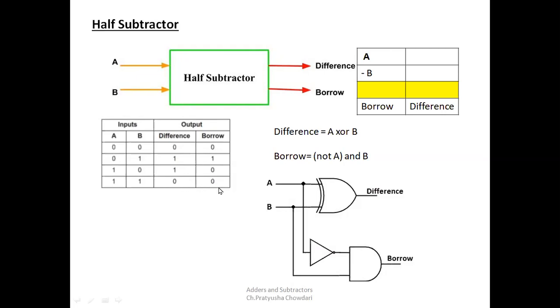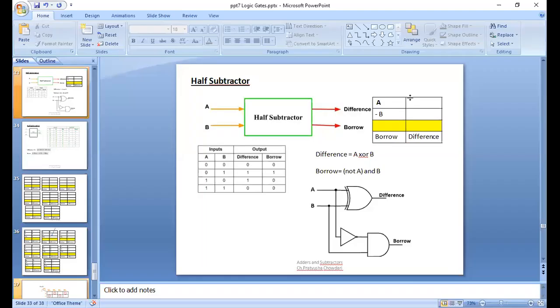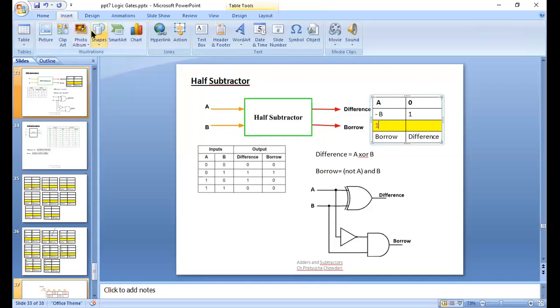So this is clear. The second case, that is A is equal to 0 and B is equal to 1, you have to be very cautious. So 0 minus 1. You cannot subtract 1 from 0, isn't it? So you need a borrow. So when you give a borrow, what happens? This becomes 10, isn't it? In decimal, we generally do like that.